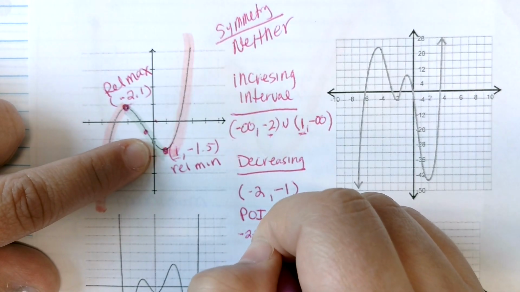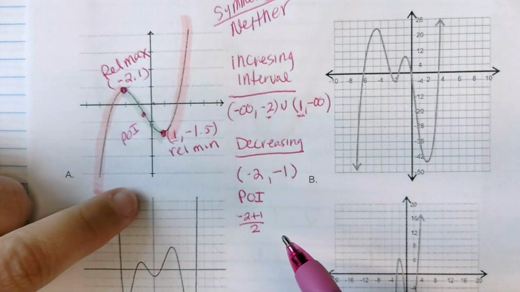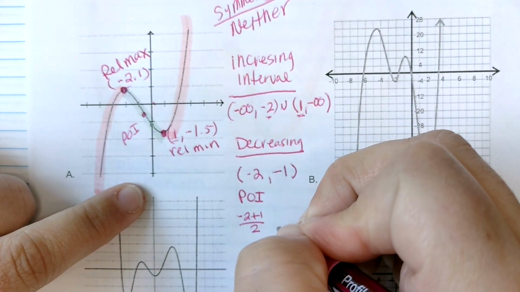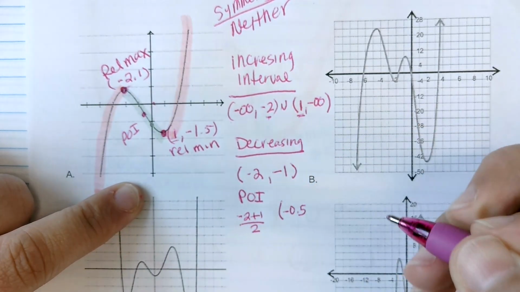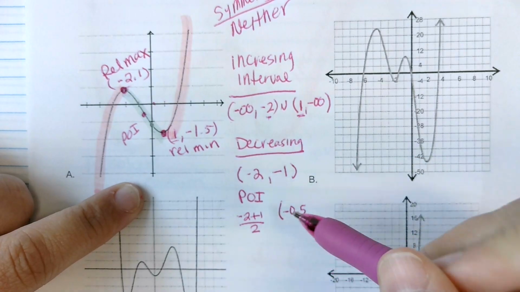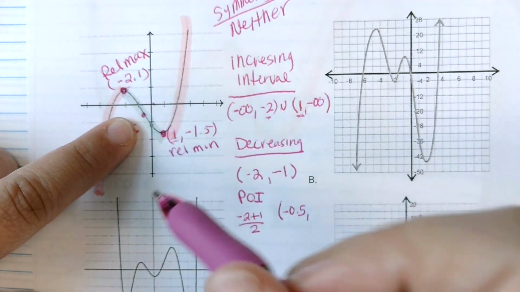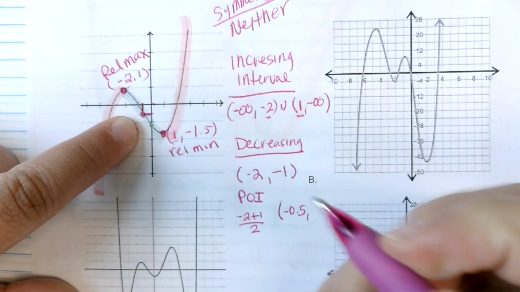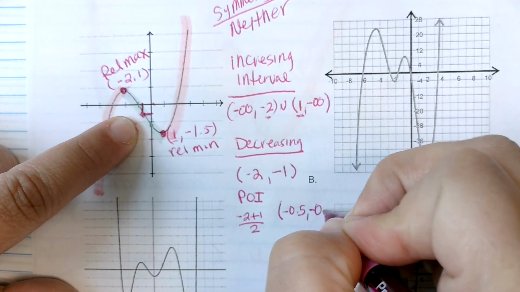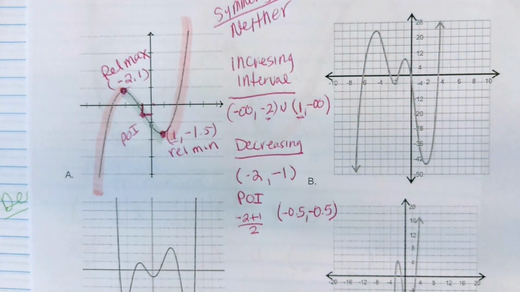So -2 plus 1 over 2, that's the average, adding it together and dividing by 2. It tells us that it is at -0.5. And then if you wanted to find the real point, if you had an equation, you could plug it back in. We're going to kind of guesstimate it. It looks like it's -0.5 and -0.5.